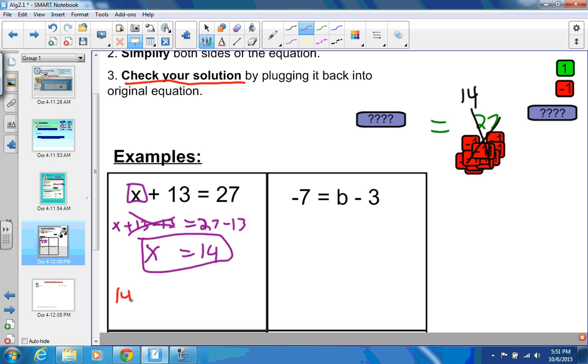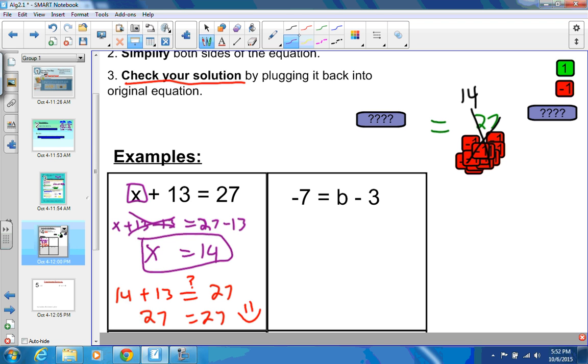So 14 plus 13. Is that equal to 27? I sure think so. 14 plus 13 is 27. And then we give ourselves a smiley face because we just showed our work. We proved that it actually is correct. All right, let's try one with subtraction.